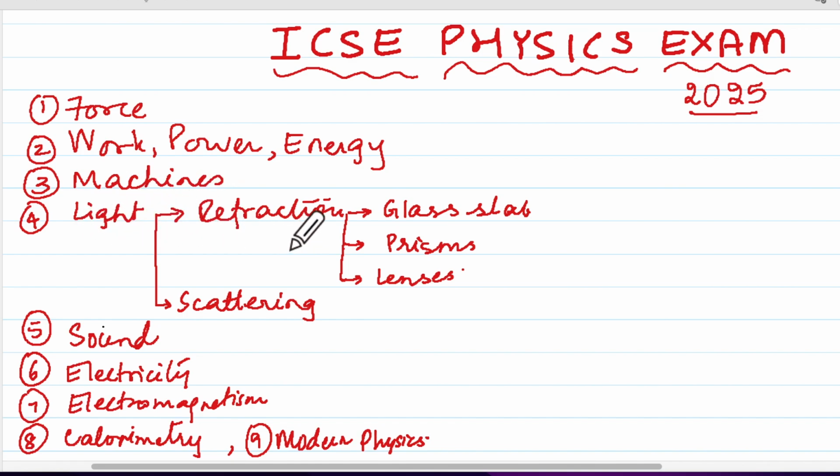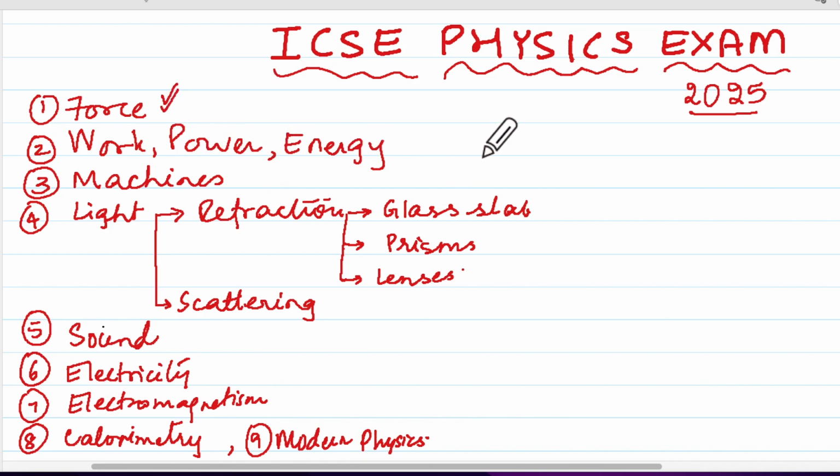I know that there are refraction through glass slab, prisms, lenses, and then we have scattering of light. After that, we come to sound. Of course, in some books, there are individual chapters, but let us just keep light as a whole. Sound, then electricity, we have household circuits in that, and then electromagnetism, calorimetry, and the modern physics. So, if you look at these topics, how do we study chapter wise properly?